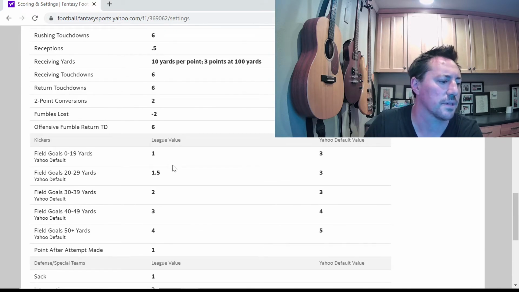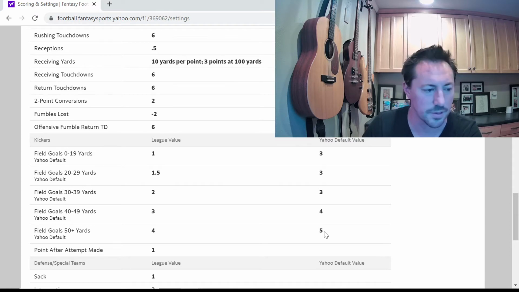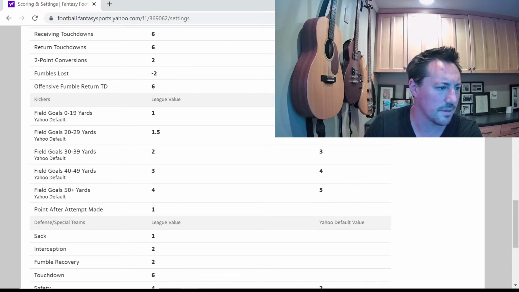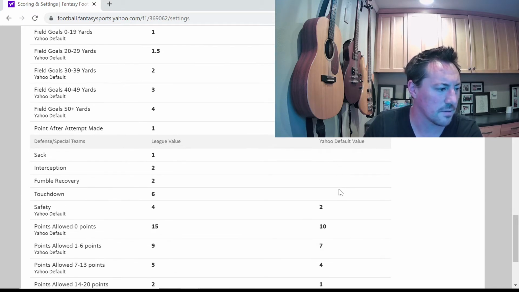The difference is kickers. So Yahoo default puts kickers a lot higher, but I've been in this league for a long time, and people got upset one year, actually multiple years, about the fact that kickers were swinging matchups like 15 points sometimes. So what they did is they lowered the default value to make kickers less valuable.